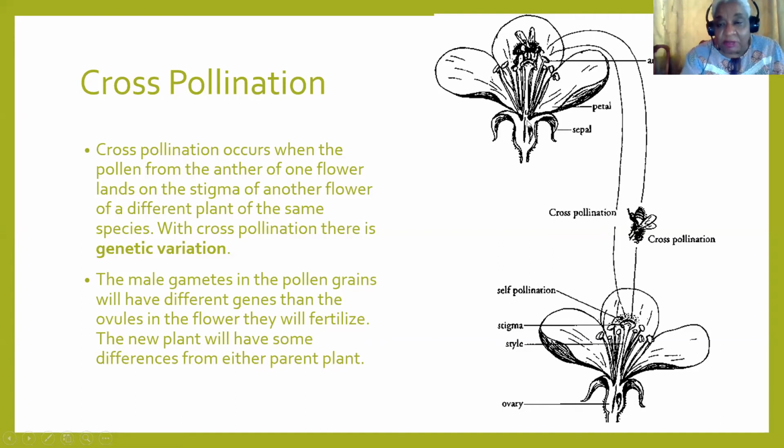And this here is our cross-pollination. This nice little busy bee will take the pollen from here, from these anthers, to the stigma, where you have cross-pollination. Self-pollination, if you go from here to here.